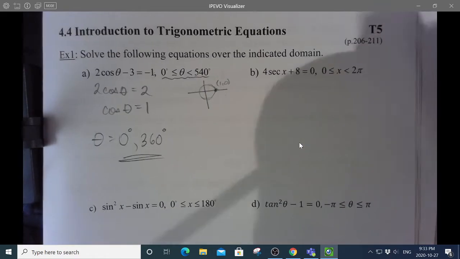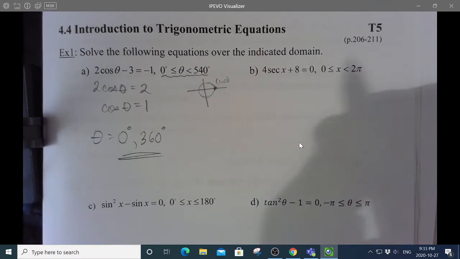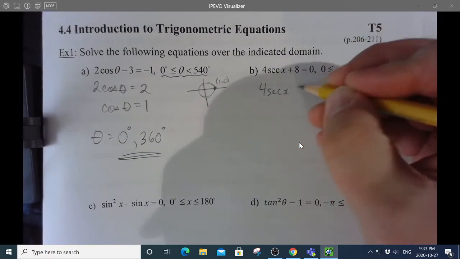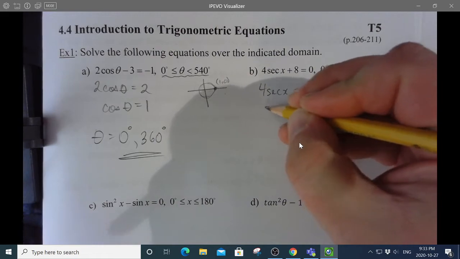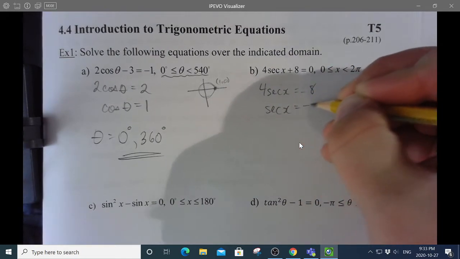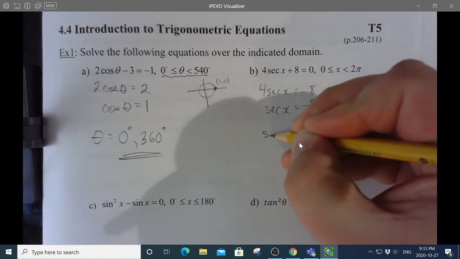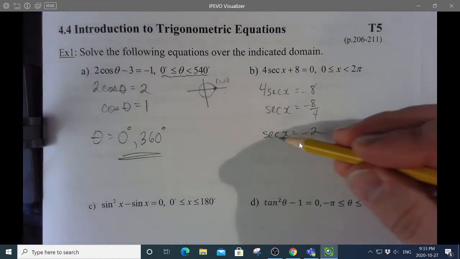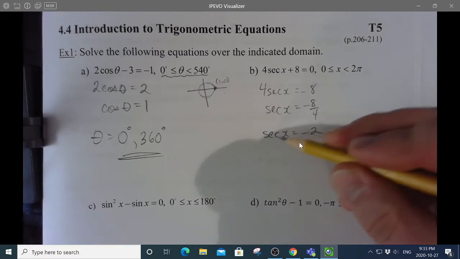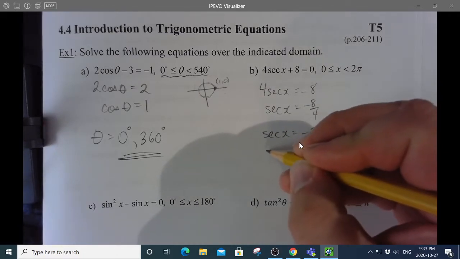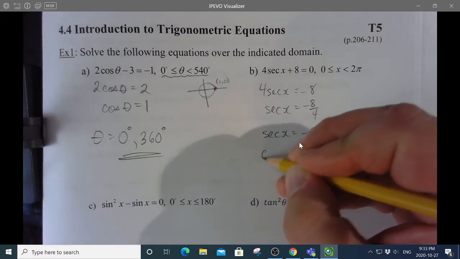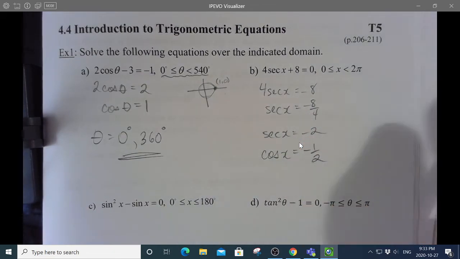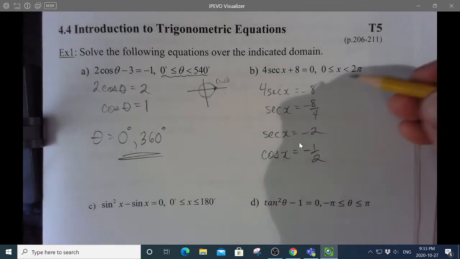All right, next one's a secant problem. Once again, I'm going to use some algebra. So 4 times the secant of x is equal to -8. So that means the secant of x is equal to -8 over 4. The secant of x is then -2. And I don't know much about secant, so I'm going to take the reciprocal of both sides of this equation. The reciprocal of secant is cosine, and the reciprocal of -2 is -1/2. All right, now I'm in radians.